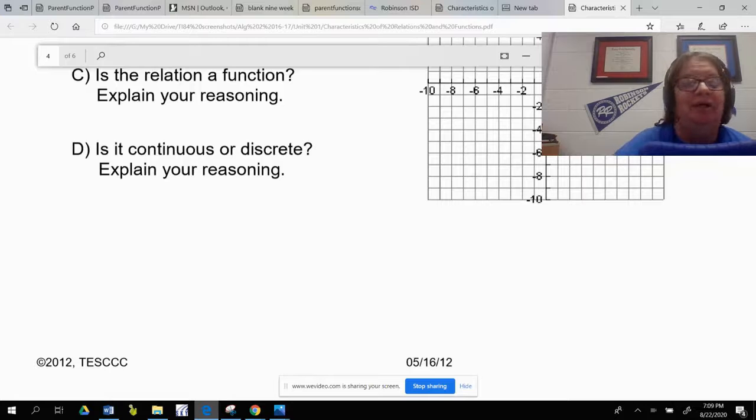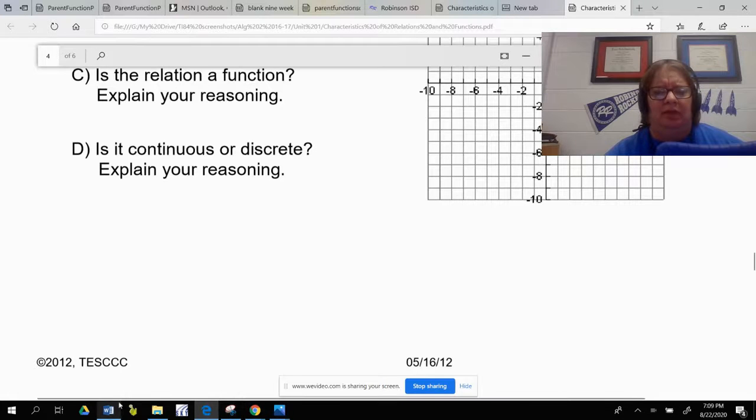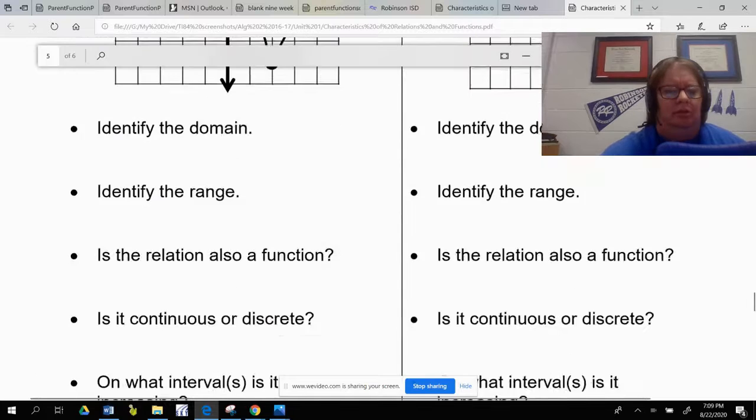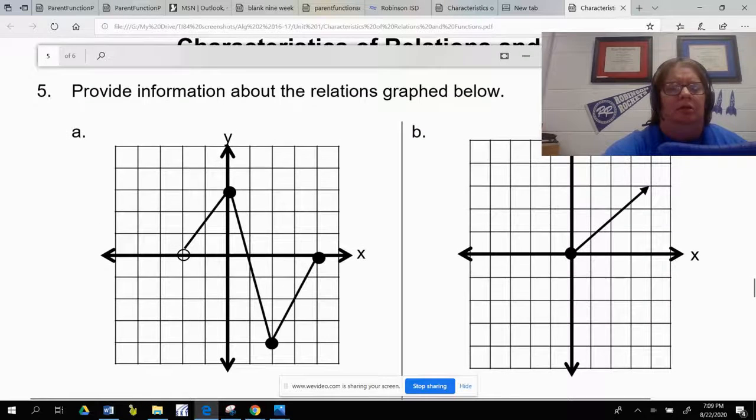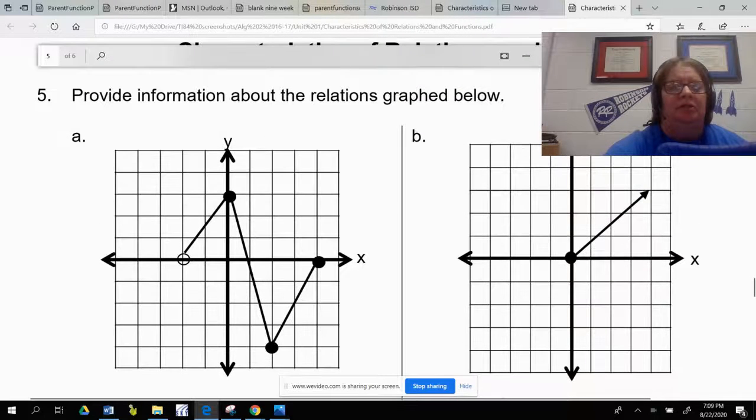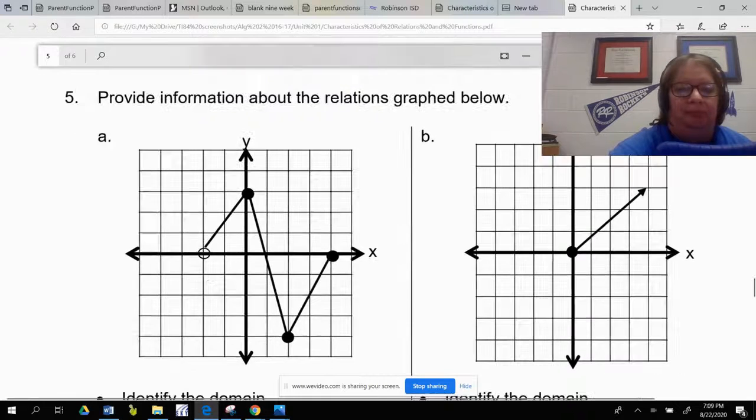Okay, here we are back with the second part of this characteristics of relations and functions. It was just getting a little long, so I wanted to break that video up. All right, here we go with this. It says provide information about the relations graphed below.